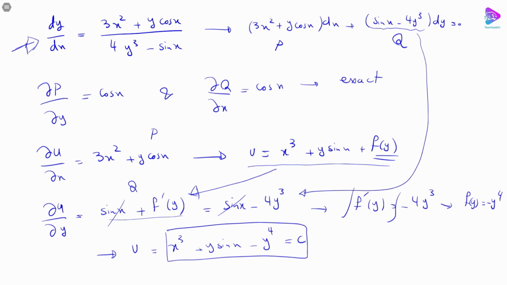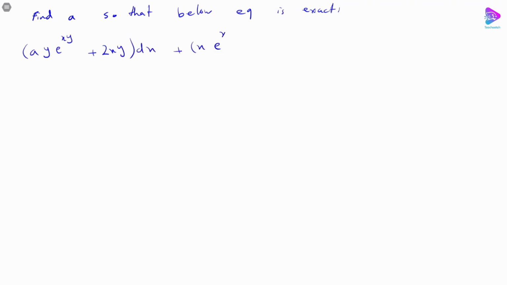So let's take a look at another example. In the next example, we are saying find a so that the below equation is exact. Let's take a look at the equation. (a y e to the power of xy plus 2xy) dx plus (x e to the power of xy plus x squared) dy equal to 0.